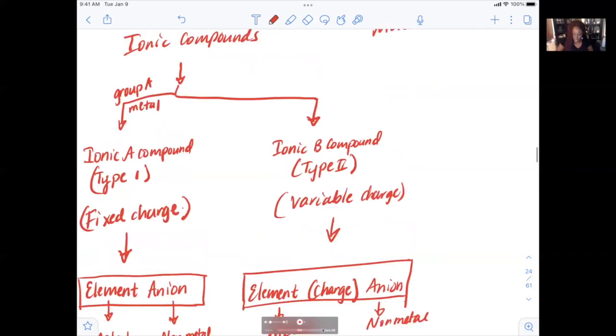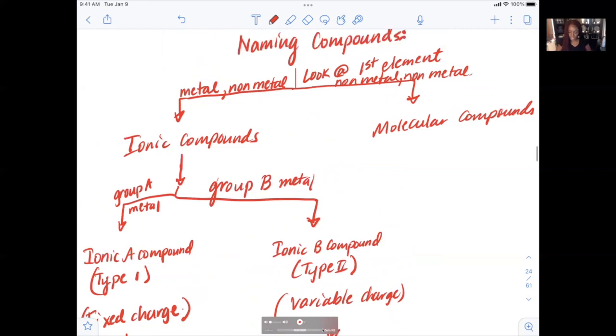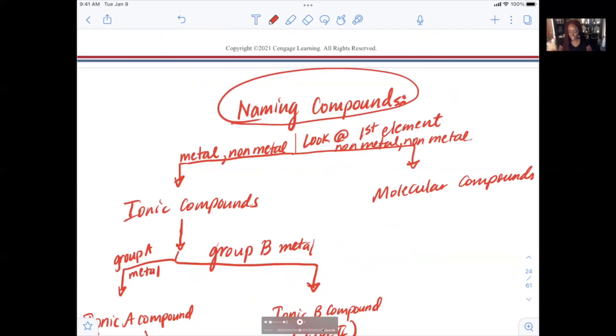Okay, remember, when you decide that you have a group B metal, then this is the path you want to take. You want to go to the right, okay? So you're looking at your compound. Your goal is to name the compound. The first thing you look at is your first element. What does it tell you? Because you're trying to make a decision. In my nomenclature, I'm going down this path. Do I take a left turn or a right turn? The left turn is if your first element is a metal. The right turn is if your first element is non-metal.